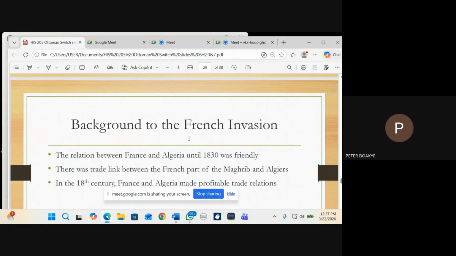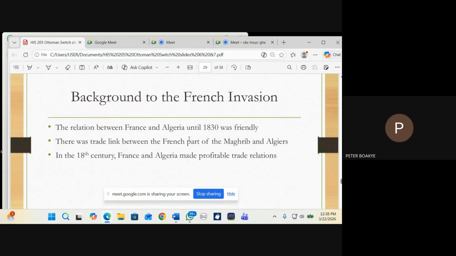Now, having seen the social structure, the people who were there, the population and so forth, and the background to Franco-Algerian relations, let us look at the background to the French invasion. So why did the French invade Algeria? Okay. The relation between France and Algeria until 1830 was friendly. As I've said, it was very cordial.